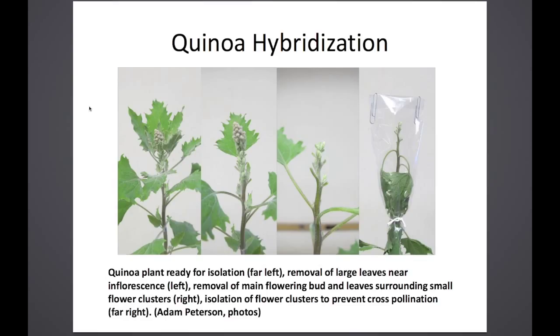I won't go into too much. There are some tricks to doing that. We're in the process of putting out an extension bulletin on quinoa hybridization.